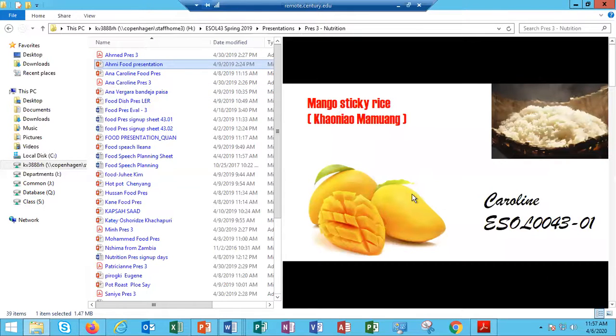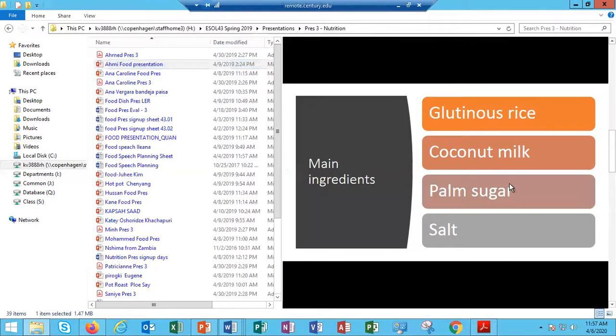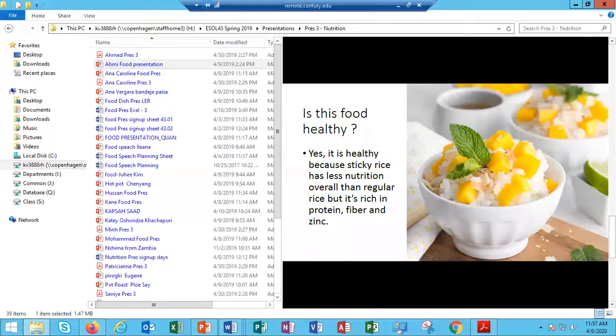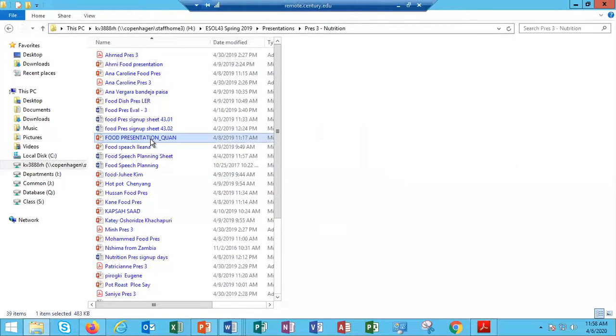hers was probably not a very good example, because it really is just a special kind of rice that's made with coconut milk and mango. So there isn't really that many ingredients. It's just the rice and mango. Even though she had good nutrition about it, there wasn't that much to talk about.